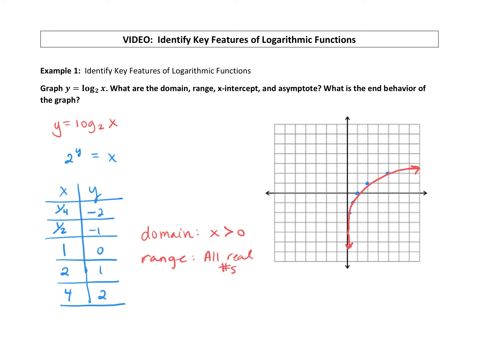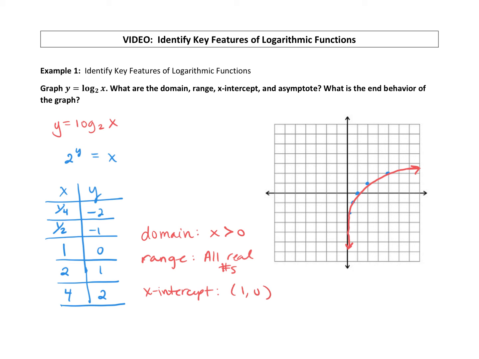All right, our next key feature is the x-intercept. Now on our exponential functions, we had a y-intercept because we crossed the y-axis. But in this case, we cross the x-axis, and we got the ordered pair right in our table of values, but it's just wherever your graph crosses the x-axis. So our intercept is (1, 0).